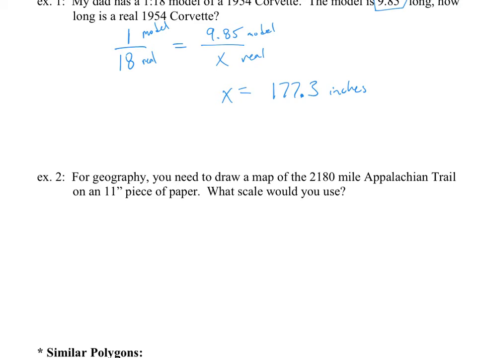Okay, now we're going to geography class. You need to draw a map, and your map needs to have the Appalachian Trail on it. And the Appalachian Trail is 2,180 miles long. But you have to fit that all on an 11-inch piece of paper. What scale would you use?